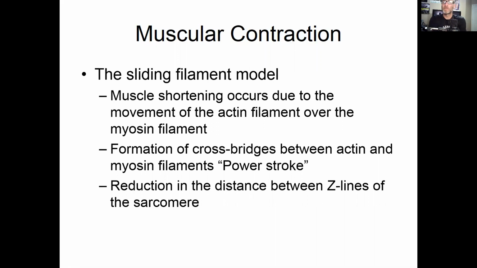All right, so muscle contraction. The model that we use to understand muscle contraction is called the sliding filament model. The filament that is being referred to here is the myofilament, the thin and the thick filaments, the actin and the myosin filaments. And in essence, they slide over each other. That's the model that we're going to talk about here. So muscle shortening occurs due to the movement of the actin filament over the myosin filament, formation of cross bridges from the myosin filament between actin and myosin filaments forms the power stroke, and that pulls the actin filament towards the center of the sarcomere. And there's a reduction in distance between the Z discs or Z lines of the sarcomere, and the sarcomere shortens. And remember, the sarcomere is the functional unit of a muscle cell, of a muscle fiber. It's the unit that we use to explain muscle contraction.